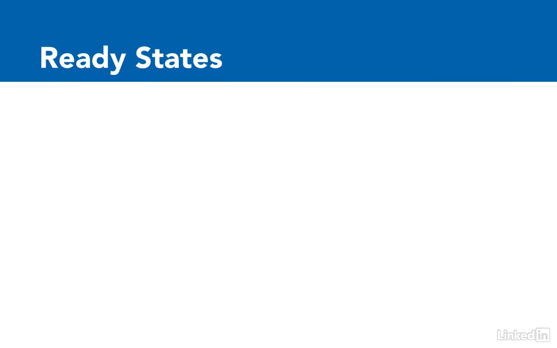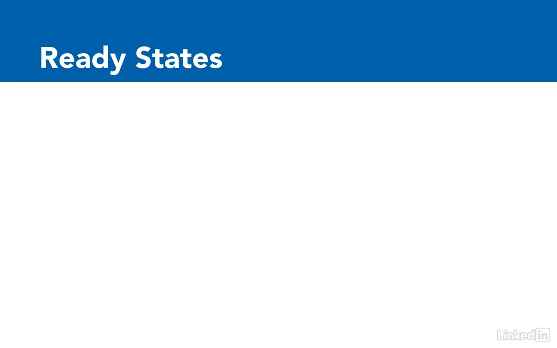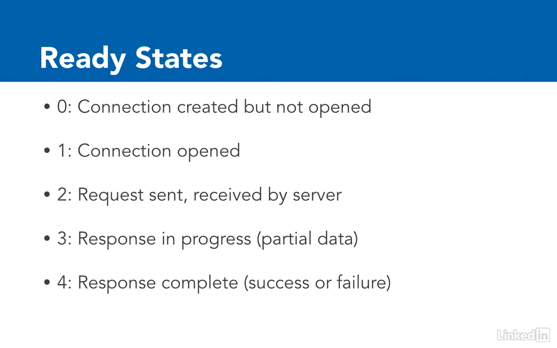The XML HTTP request object has another function called readyState, and it will return a value which indicates the status of the current request. So you simply call xhr.readyState and you'll get back 1 out of 5 different values. And those values are going to be the numbers 0 through 4. 0, 1, 2, 3, or 4. And here's what each one means.